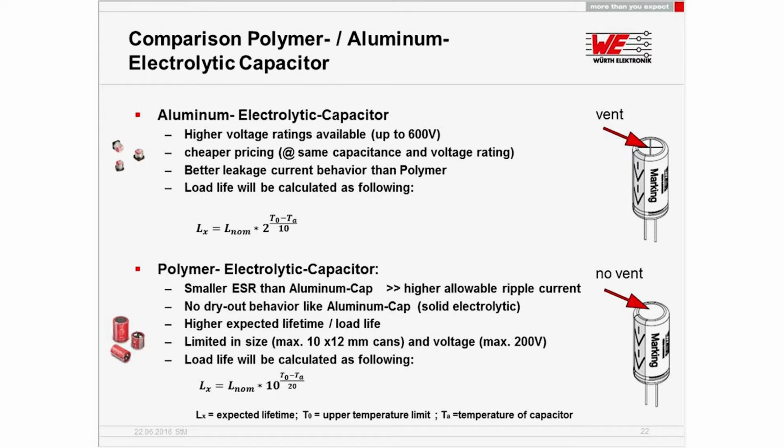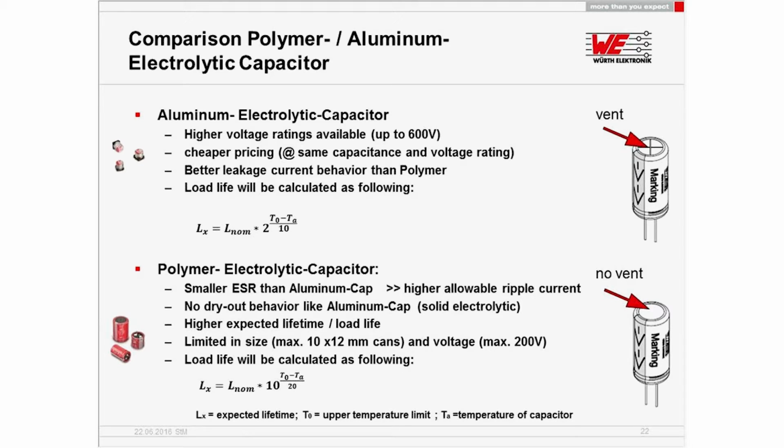Because if we compare polymer variants with aluminum electrolytic capacitors, you see on the right side the vent. Normally you have a kind of pre-slicing or pre-damaging of the top of the component to make it possible to use it as a vent afterwards. Aluminum electrolytics nowadays go up to 600 volts. They're cheap due to the high amount of products used worldwide.